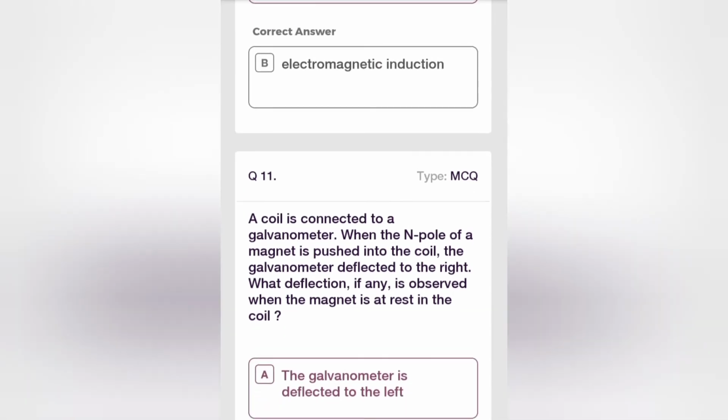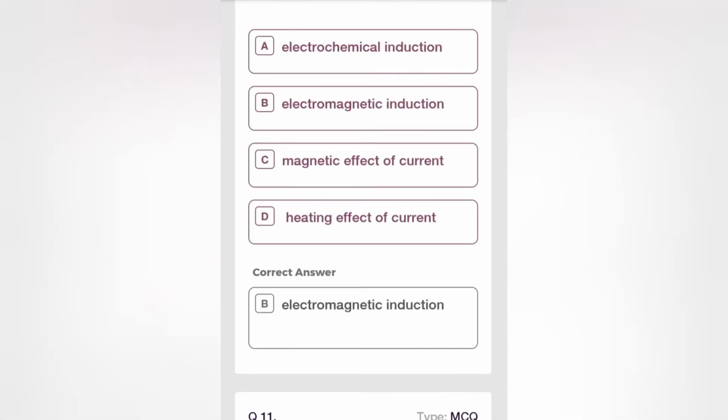A coil is connected to a galvanometer. When the north pole of the magnet is pushed into the coil, the galvanometer deflects towards the right. What deflection, if any, is observed when the magnet is at rest in the coil?